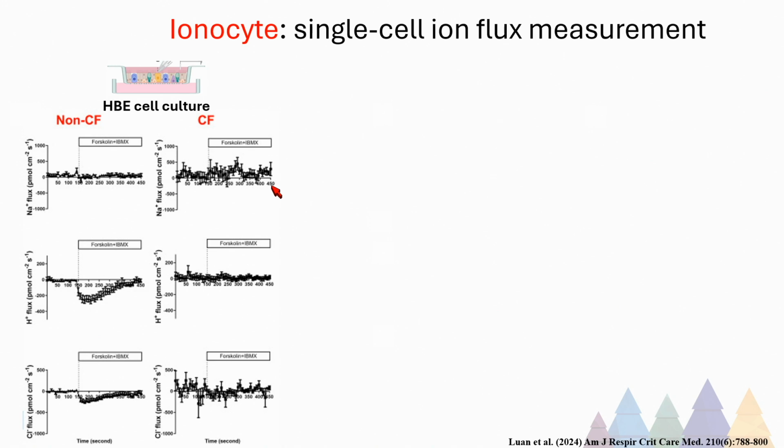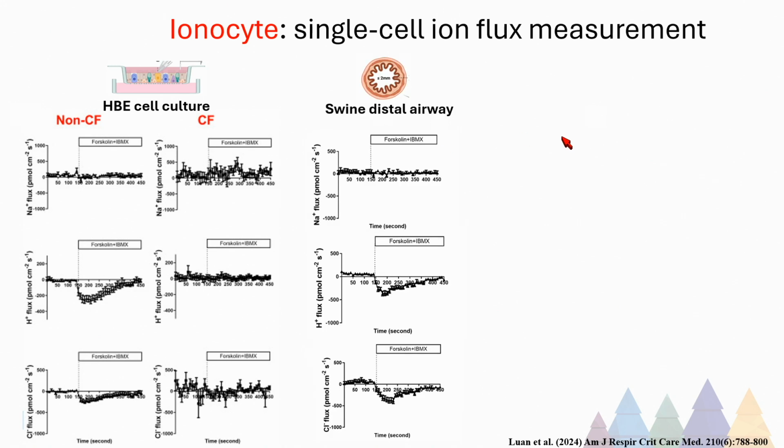Therefore, what we decided to do is to directly work with tissue. So we started working with swine distal airway. And the idea is if we take the airway out, we do not culture anything, we just take it, kill the pig. Within minutes, we take the tissue and we start measuring sodium, proton, and chloride. And what we saw should represent what should happen in a normal tissue. Again, we saw no sodium transport, but we saw a chloride reabsorption and alkalinization of the lumen.